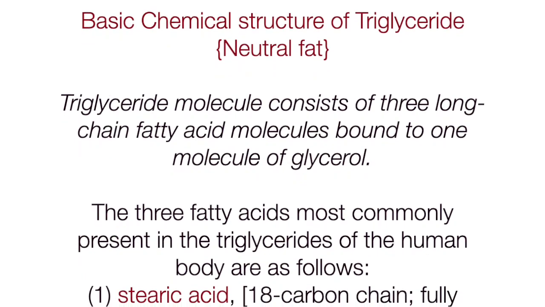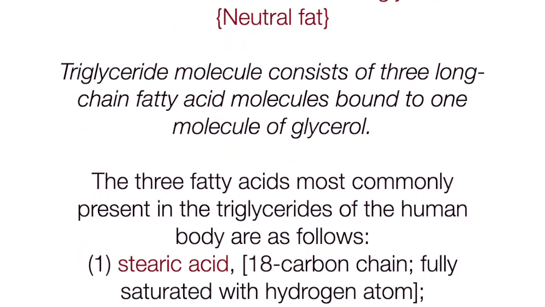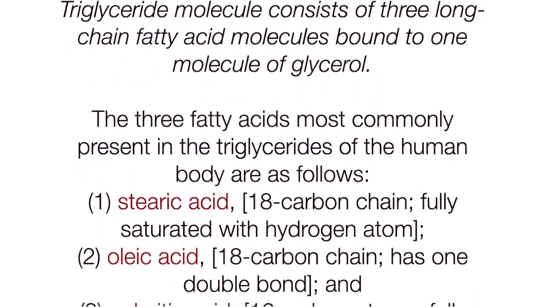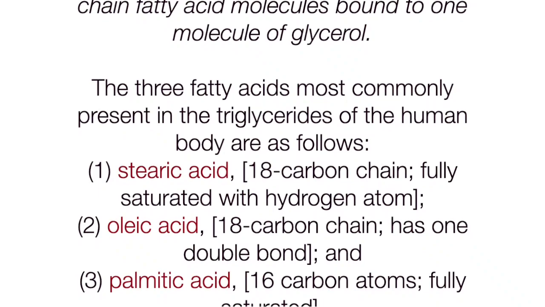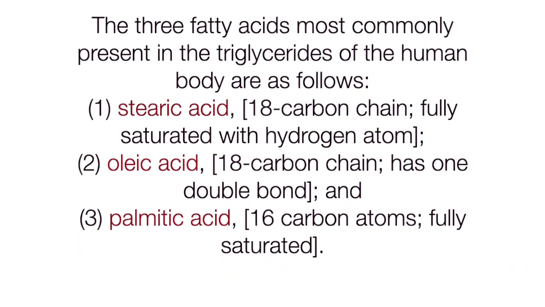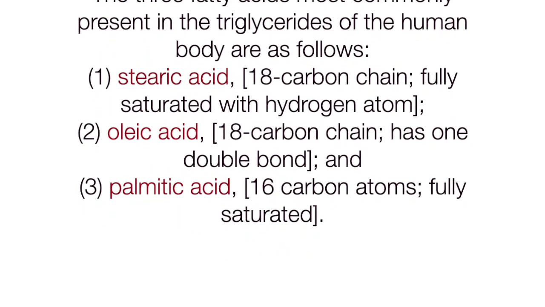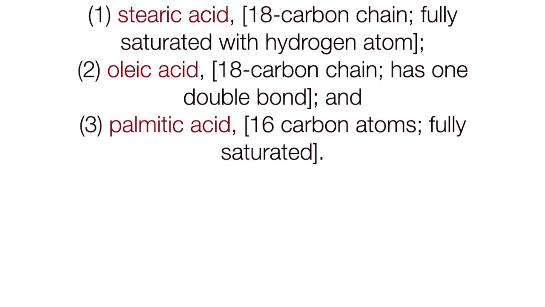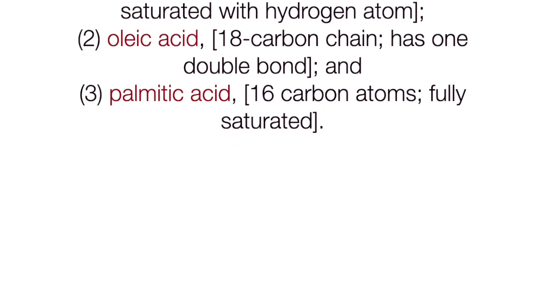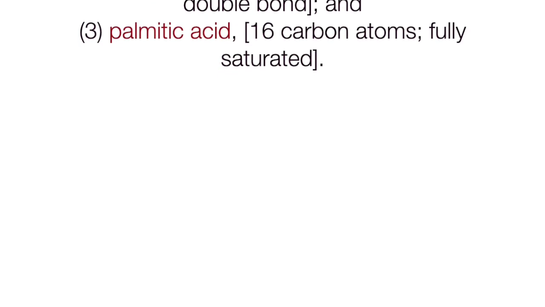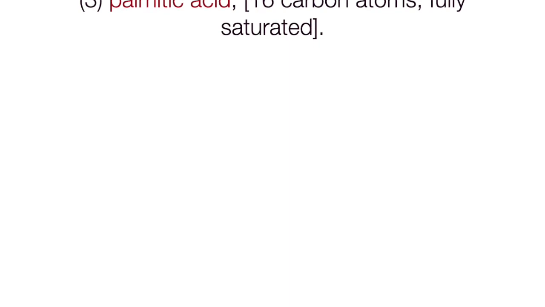A triglyceride molecule consists of three long chain fatty acid molecules bound to one molecule of glycerol. The three fatty acids most commonly present in the triglycerides of the human body are as follows. First, stearic acid, 18 carbon chain, fully saturated with hydrogen atoms. Second, oleic acid, 18 carbon chain, 1 double bond. And third, palmitic acid, 16 carbon atoms, fully saturated.